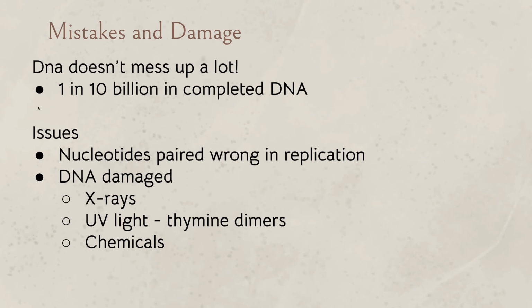So here are where issues can come from. The first thing is that they're paired wrong in replication, which is pretty rare. Another thing is that it can be damaged by the environment. It can be damaged by X-rays, it can be damaged by UV light, and it's important to know that when it's damaged by UV light, it can form something called thymine dimers. If you have two thymines next to each other in DNA and it's exposed to UV light, there's a chance that the thymines could stick to each other and make a 2-thymine unit, which is a dimer.